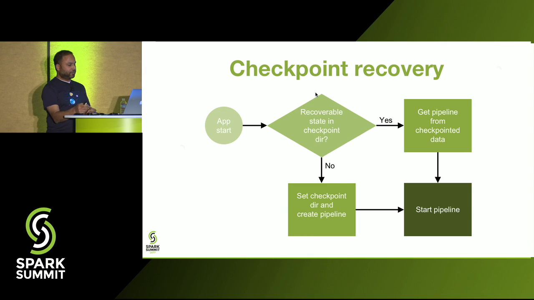So in terms of a flowchart, it would look more like this. Your application starts. You tell Spark where the checkpoint directory is, and then Spark will take a look there, see if there's any kind of recoverable state there. If there is, then it could just recover it from there, and your pipeline will resume from where it left off. But if it's the first time you're executing this pipeline, then clearly you have nothing in your checkpoint directory. In which case, you just set up a fresh pipeline of your own, and then you start the pipeline, which eventually at some point will checkpoint, and hence you will have recoverable state in the directory.